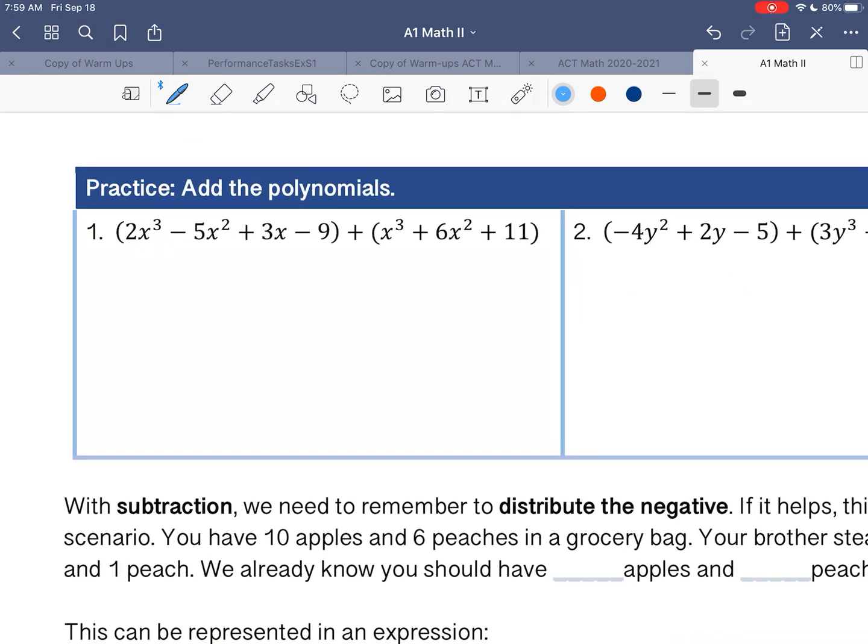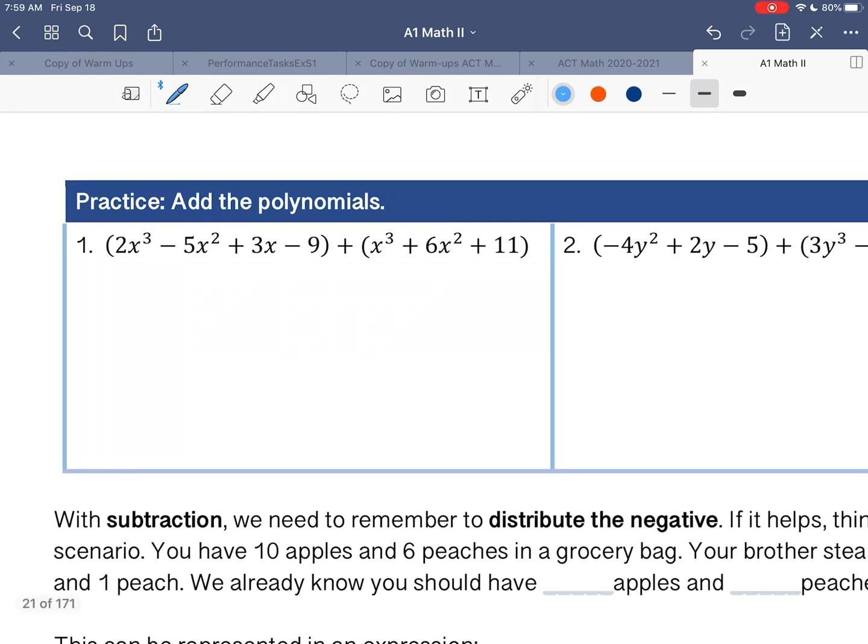Next page, we're gonna just do an example of adding these two polynomials. So notice that we have this polynomial in parentheses. The parentheses are not super necessary here, and we'll talk about why later. But we have two polynomials that are added together. So first thing I'm going to do is get rid of the parentheses because I don't need them.